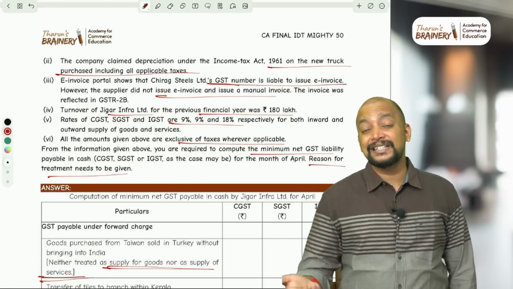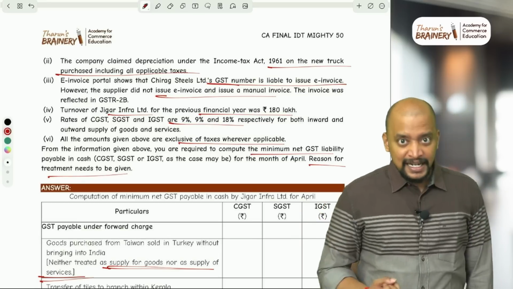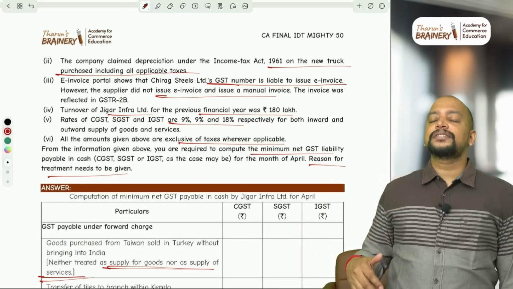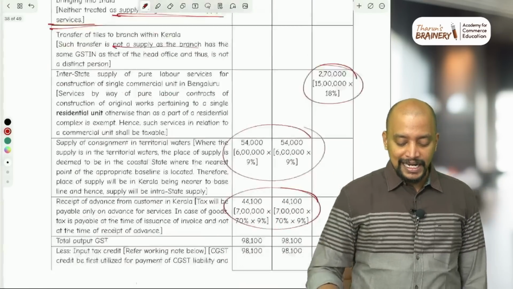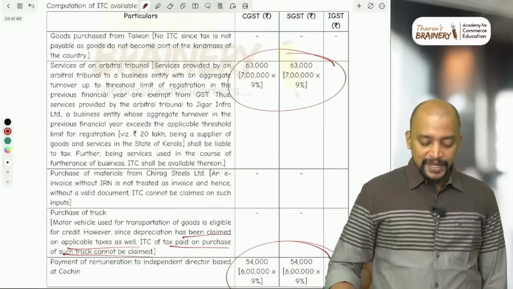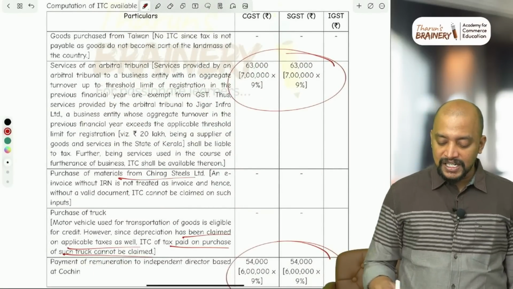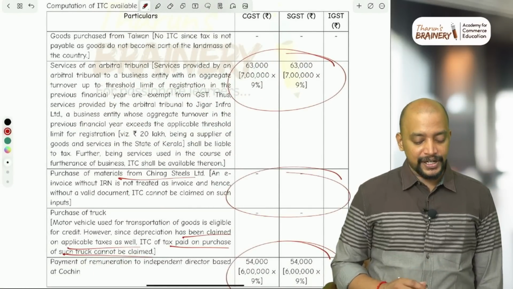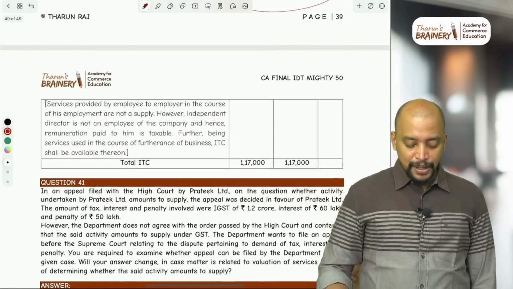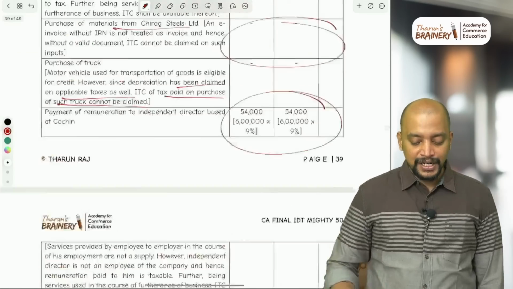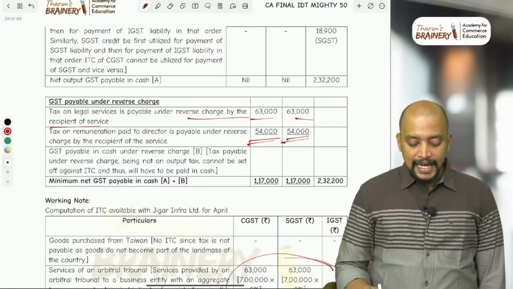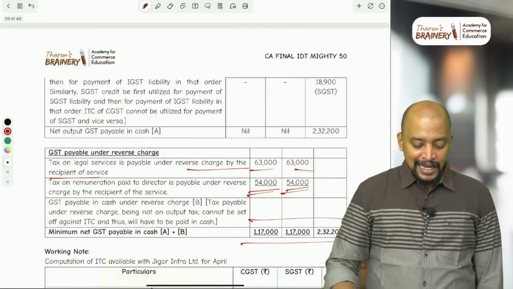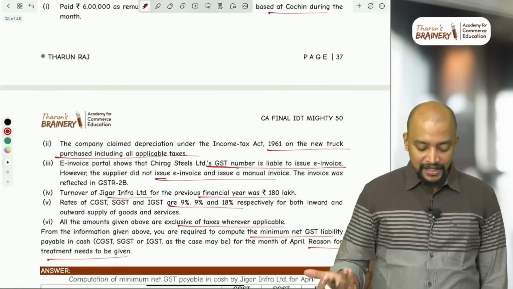Basically they can take ITC on the construction material, but e-invoice is not issued. So means it's not a valid invoice. So consequently ITC cannot be availed on purchase of materials from Chirag Steels. ITC not available. Okay. So this is about the ITC 1,17,000 and 1,17,000, and RCM liability is also given, and thereafter you can arrive at the net GST payable.